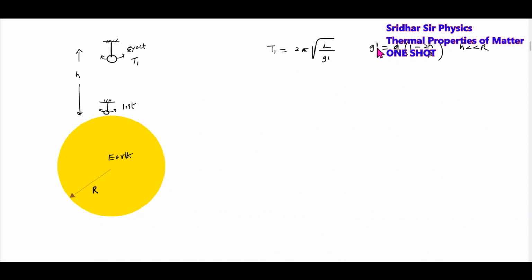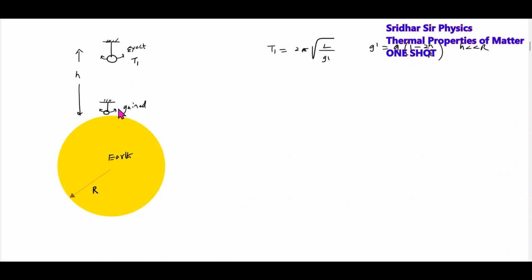Then as you move up, the height will increase. Definitely the G will decrease. The effective G dash will decrease. Then what will happen to the time period? It will increase here. So time is lost. So here we'll do one thing. It is gaining time. It has gained time. To make it exact, it has to be taken to a certain height here.